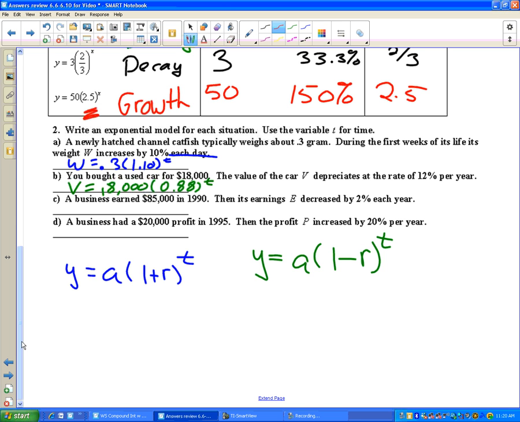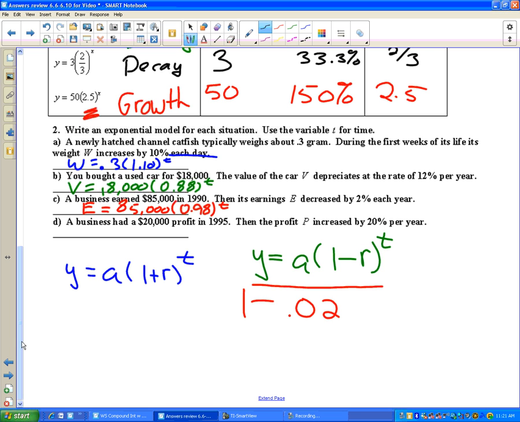A business earns $85,000 in 1990, then its earnings, E, decreased by 2% each year. So my earnings, this is decreased, so I want to use the decay form. I started at $85,000. I'm decreasing by 2%, so 1 minus 2%, or 0.02, is 0.98 to the t power, where t is the number of years since 1990.